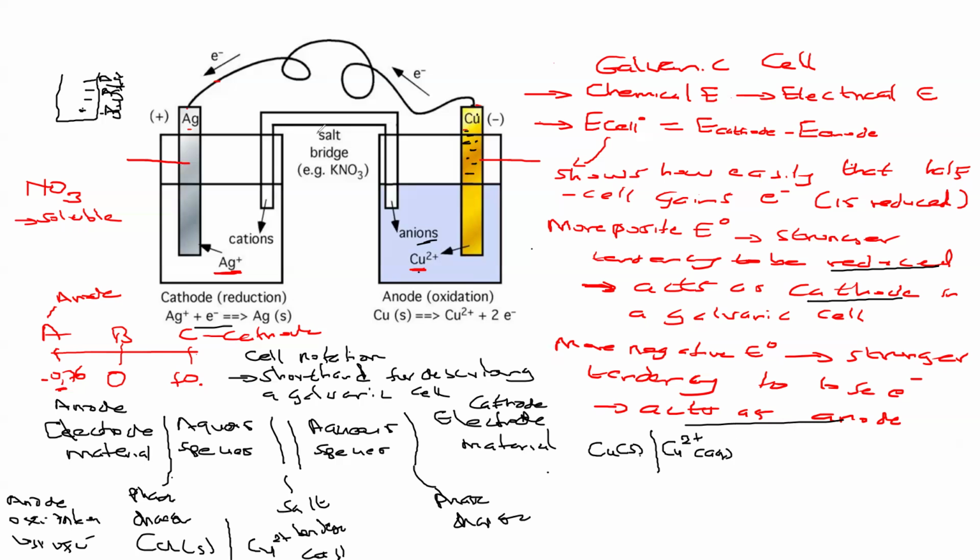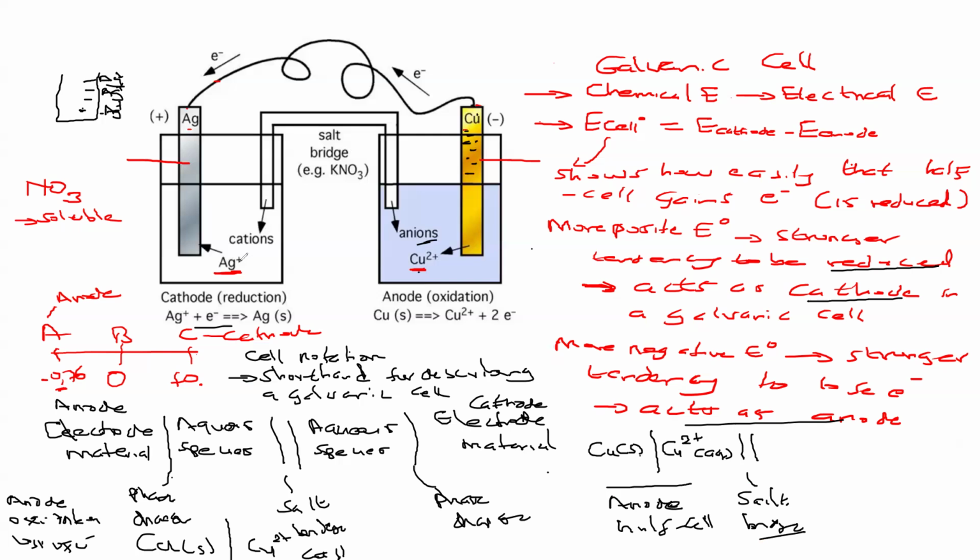But between them, we have the salt bridge. So this one, from here, is what we call the anode half cell. Then we have the salt bridge. Then we go into the cathode half cell.